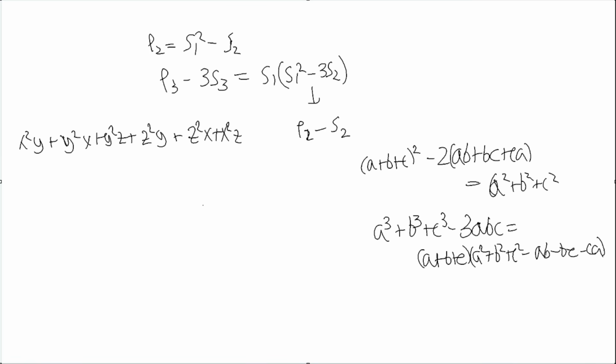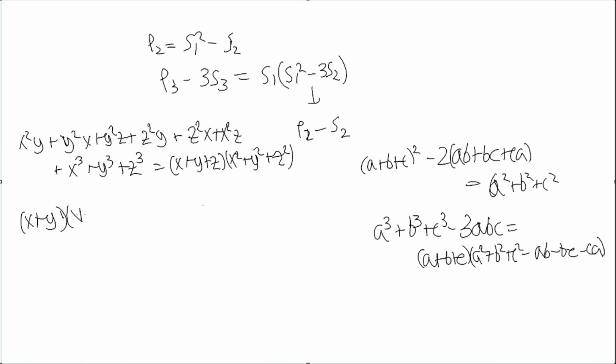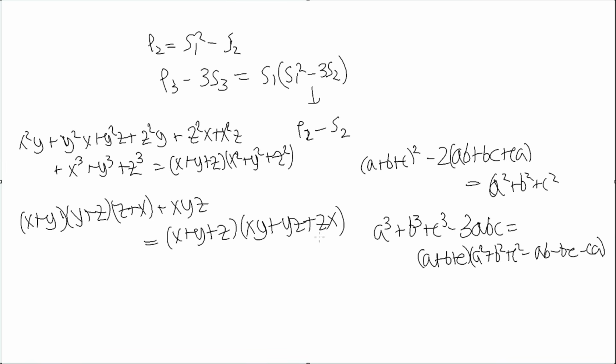And what if you have x cubed plus y cubed plus z cubed here? Well, then it again factors, because then it's (x plus y plus z)(x squared plus y squared plus z squared). And we can tie a bunch of them together by doing (x plus y)(y plus z)(z plus x) plus xyz is equal to (x plus y plus z)(xy plus yz plus zx).